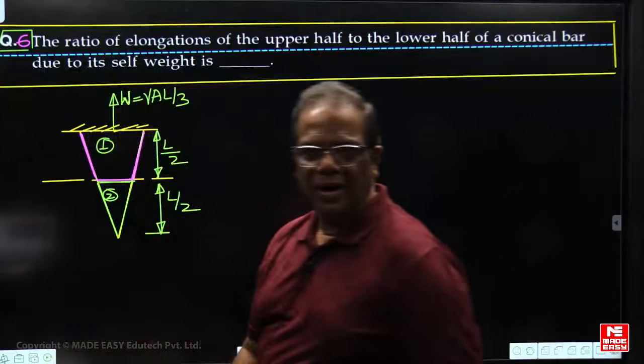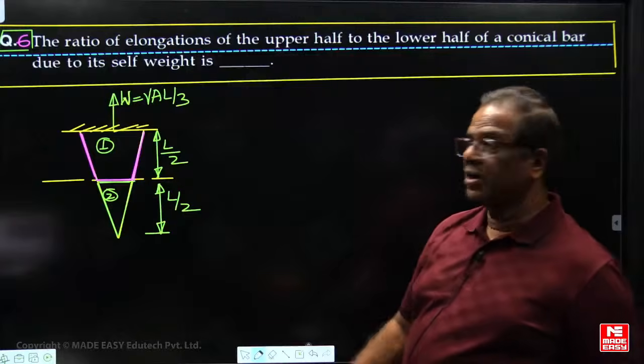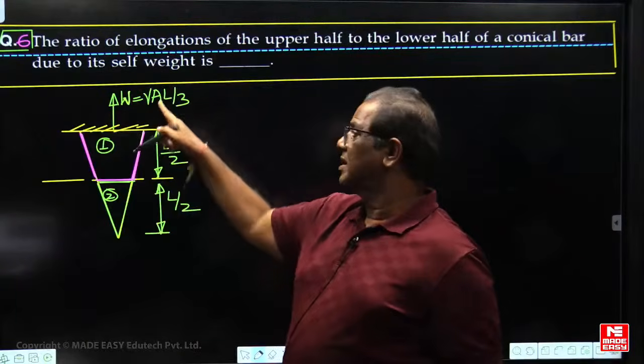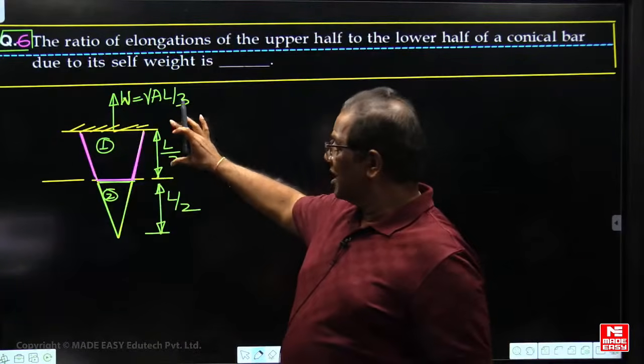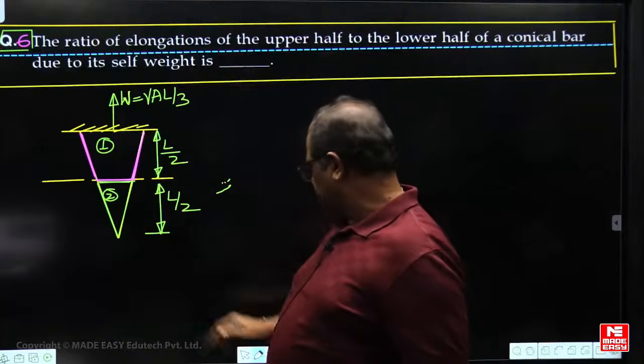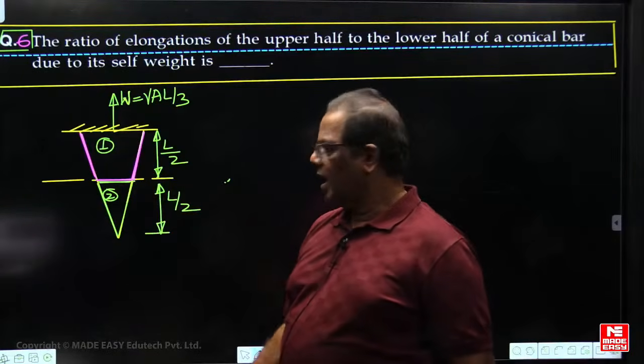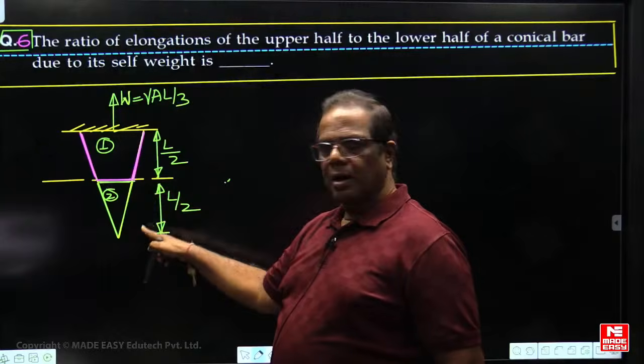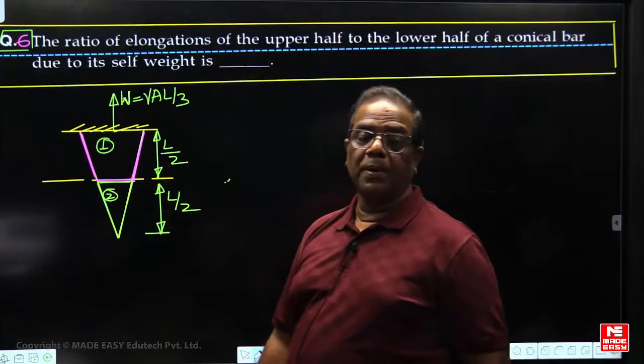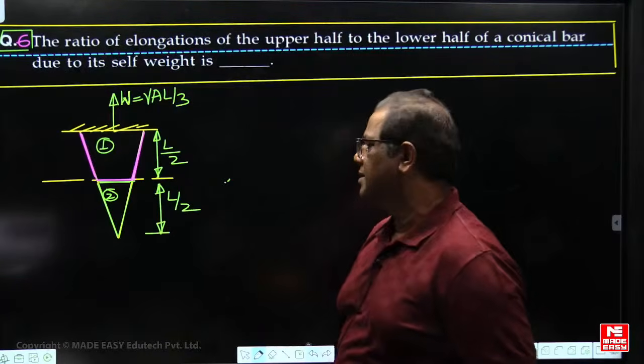Now this is a conical bar now. I was asking, the weight of this one is W, that is gamma AL by 3. What is the ratio of the upper half, that is the pink color one, this I am calling 1, and bottom half, upper half to bottom half due to self weight.